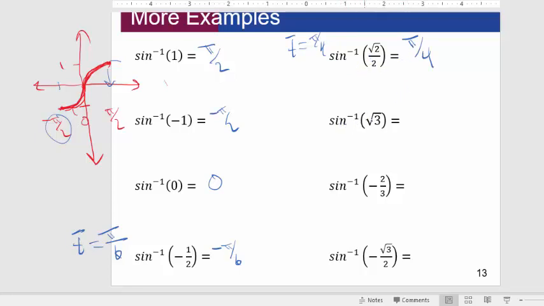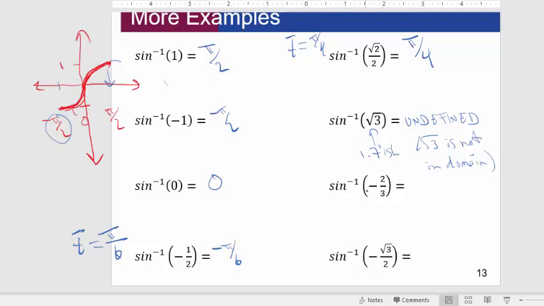Now here is where you get a little bit weird, because which angle has a sine of square root of 3? Well, the square root of 3 is like 1.7 something. Does the sine graph ever get above 1? No. So this thing is undefined, because square root of 3 is not in the domain of this inverse sine function, right? The domain of the inverse sine function is only between negative 1 and positive 1.